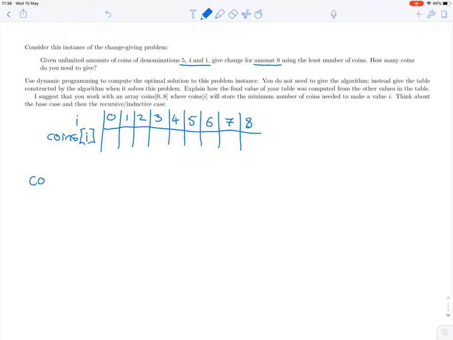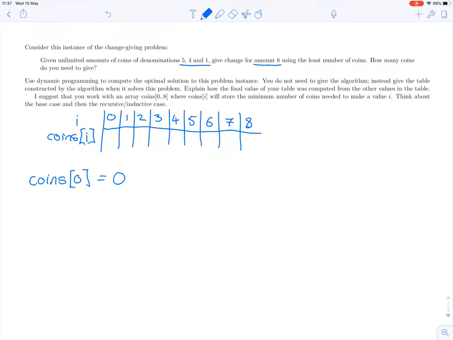The simplest case would be if I'm asked to give change of 0, I can do that with 0 coins. Now, another possible base case that you might think about would be coins of 1, 4 or 5, because I can obviously do that with 1 coin. And they would be fine, they would be reasonable base cases, but you don't actually need them. We'll end up getting back to this simplest base case of 0 anyway. So let's try and write down a recurrence.